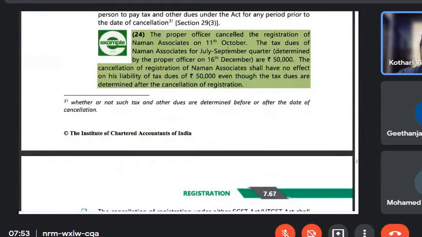The proper officer cancelled the registration of Naman Associate on 11th October. The tax due of Naman Associate for the July-September quarter, determined by the proper officer on 16th December, is 50,000. The cancellation of registration of Naman Associate shall have no effect on the liability of the tax due of 50,000, even though the tax due is determined after cancellation. So even after the cancellation, if the tax due is determined, the liability should be discharged by the registered person.